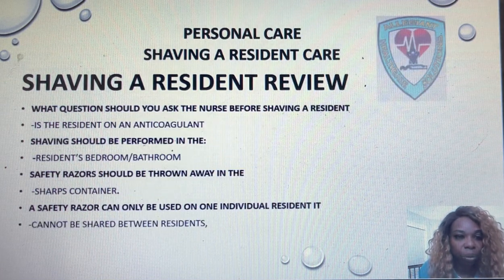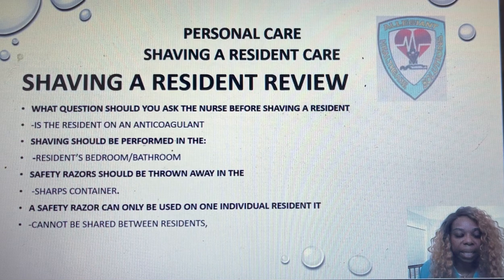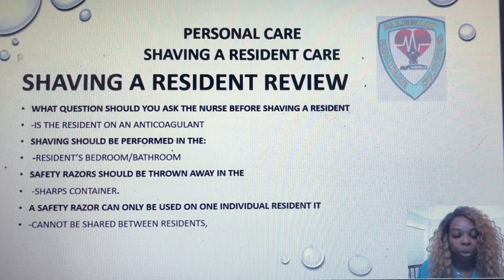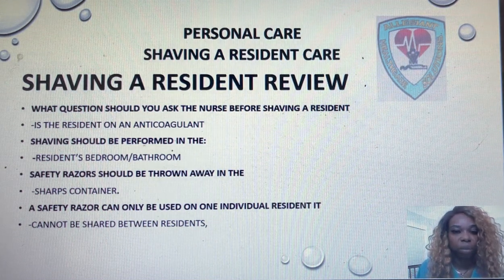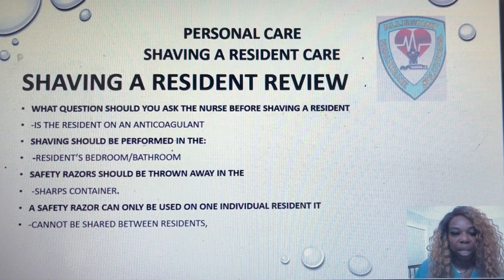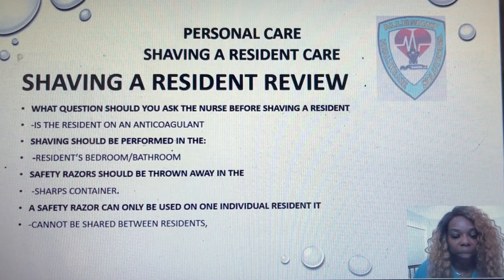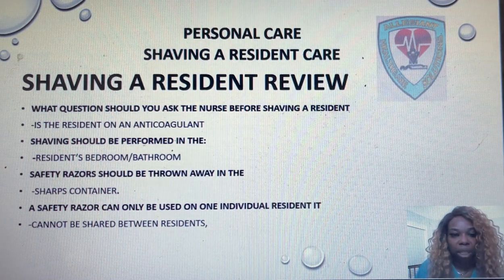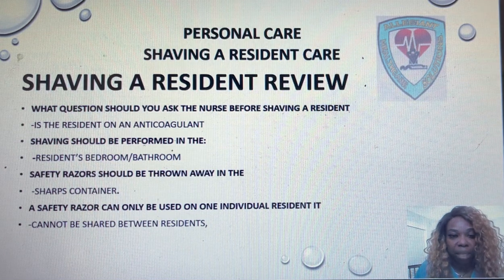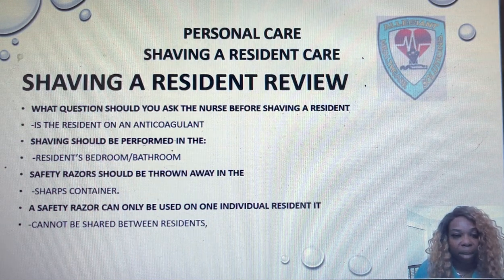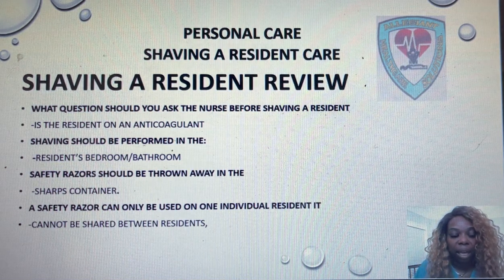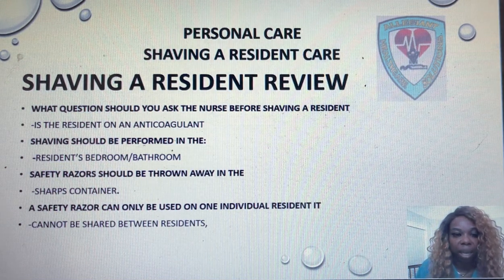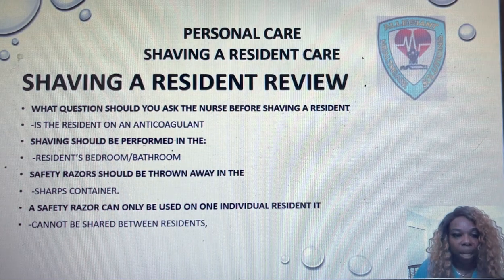So in review, before we provide any care for our resident in regard to shaving, we want to make sure that we have checked with the care plan, and that we've checked with the nurse and made sure that the resident is not on an anticoagulant or a blood thinner. Using an electric razor will be best for a resident that is on an anticoagulant or a blood thinner to prevent nicking and cuts that may cause bleeding.